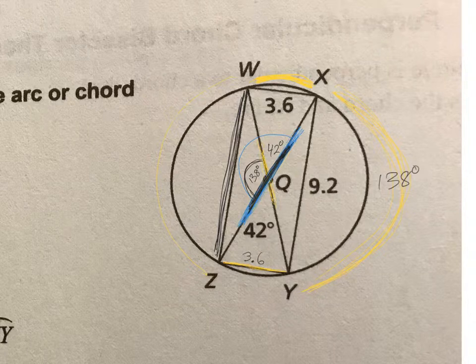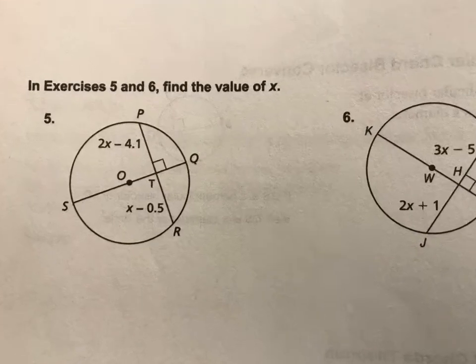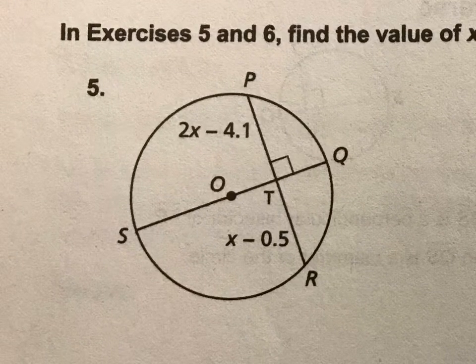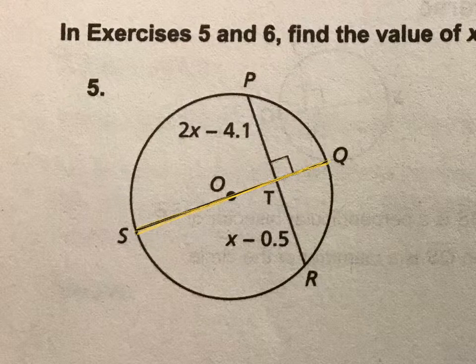All right, let's move on. Let's go down to the next one. Find the value of X. Okay, now we're getting into some of these other theorems that we had. So, you have a diameter here. It's a chord that goes through the center. It's called a diameter. It's hitting this chord at 90 degrees. Which means what to those two segments that are made? They're equal. So PT is equal to TR.